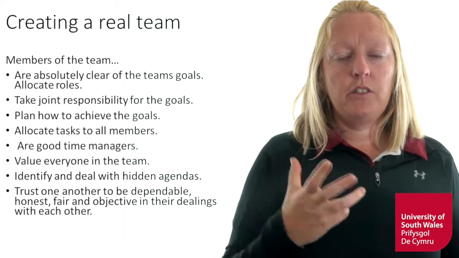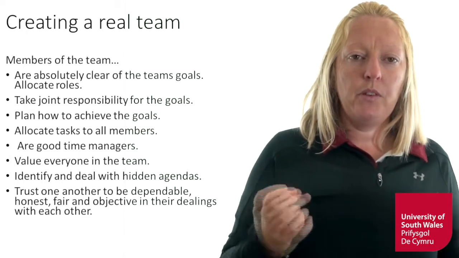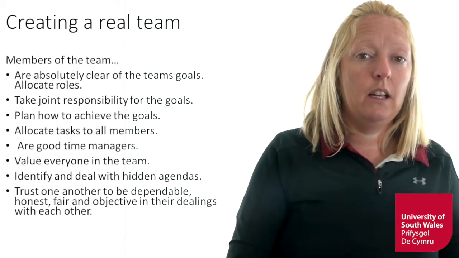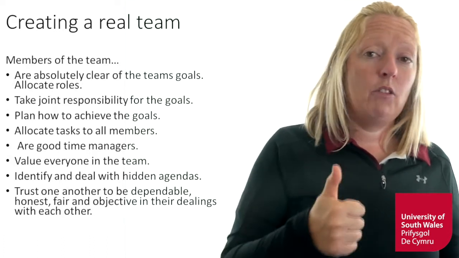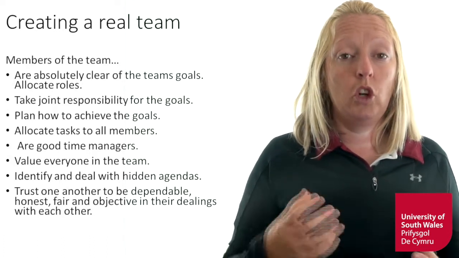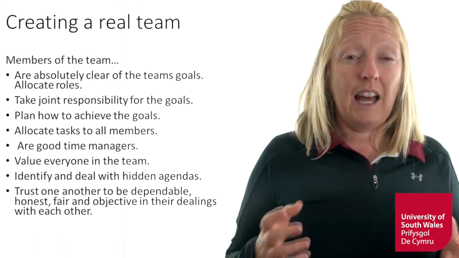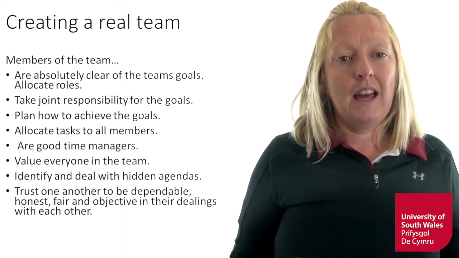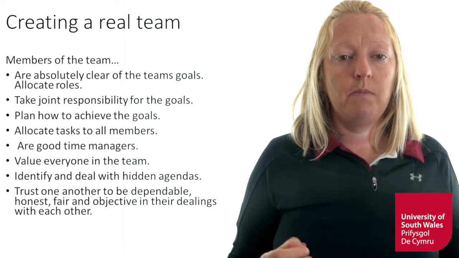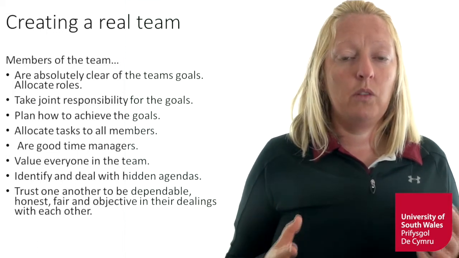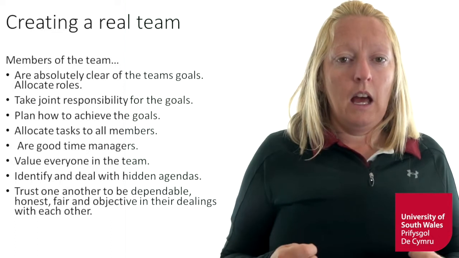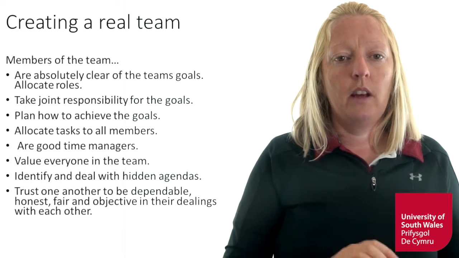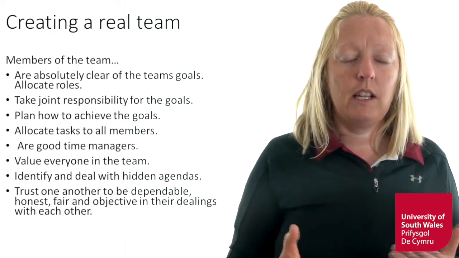So in creating that real team in the hope of becoming a high performing team, members of the team need to be doing, or be aware of, the following: be absolutely clear of the team's goals. You need to allocate roles, take joint responsibility for those key goals, plan how you're going to achieve them, allocate key tasks to all members, have good time managers, value everybody who's involved in the team, and identify and deal with any issues, conflict or hidden agendas. And then also, a key important point is to trust one another to be dependable, honest, fair, and also objective in the dealings with each other.